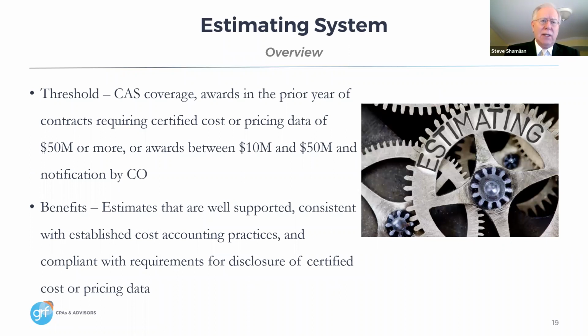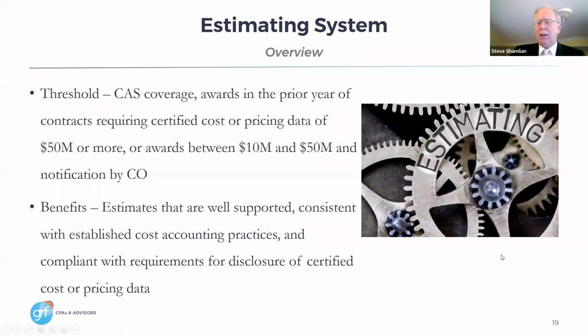Okay, and that brings us to the estimating system. Threshold here, CAS coverage, of course. Also, awards in the prior year of contracts requiring certified cost or pricing data of $50 million or more, consistent with accounting practices and company policy.